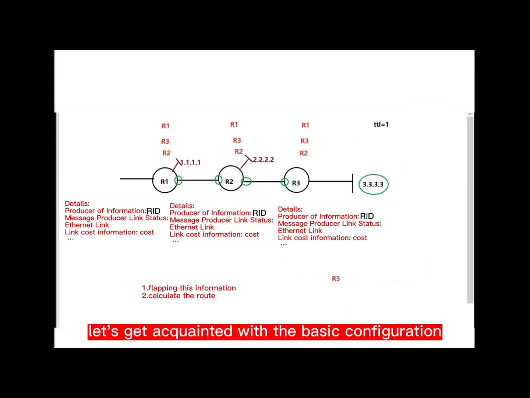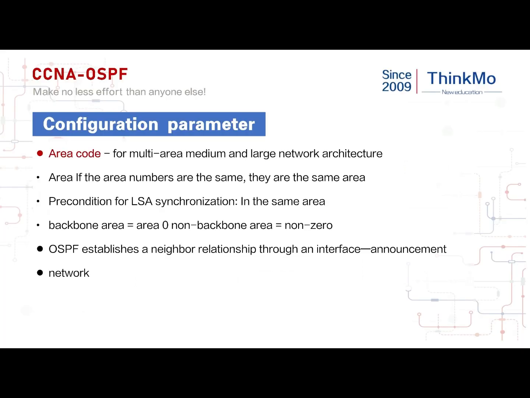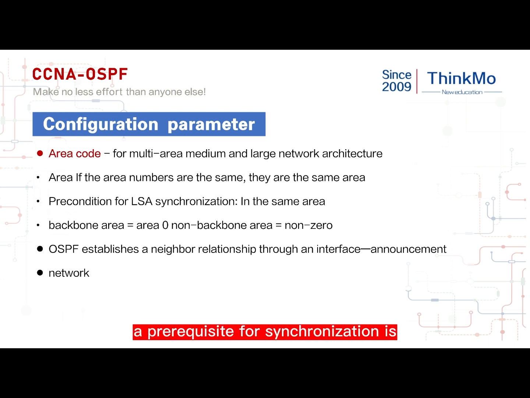Let's get acquainted with the basic configuration. So this is what we call the conditions for establishing a neighbor relationship. For OSPF, this area code is also called area. It has a rule: if the area code is the same, then it is the same region. If the area code is different, they are different regions. LSA has a synchronization, and a prerequisite for synchronization is being in the same region. LSDB will not be synchronized if the regions are different.